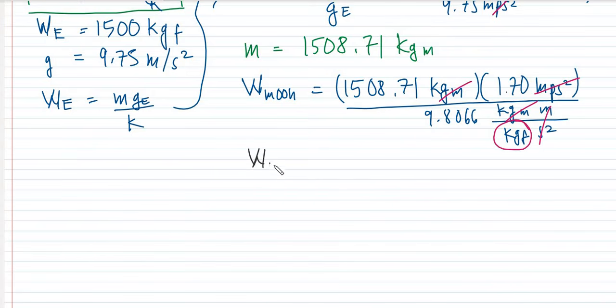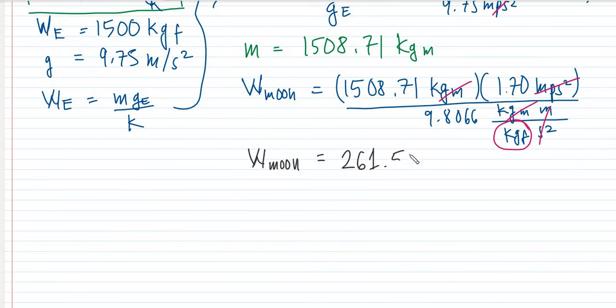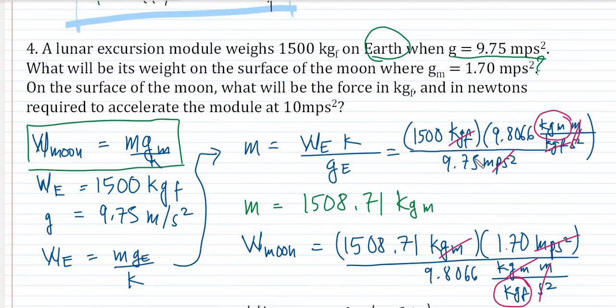So the weight on the moon is equal to 1,508. We already have that. So just go ahead and multiply by 1.7 and divide by 9.8066. So the answer is 261.54. So that is the weight of the LEM, or the lunar excursion module, on the surface of the moon in kilogram force.